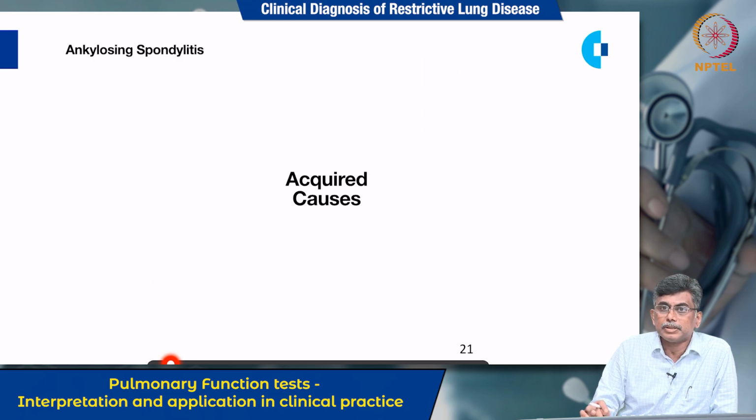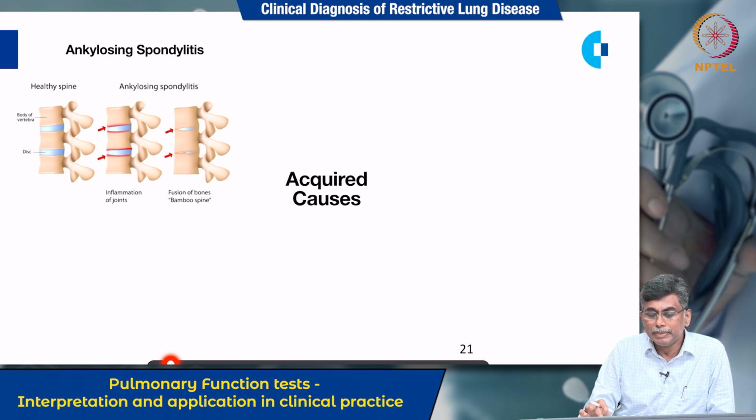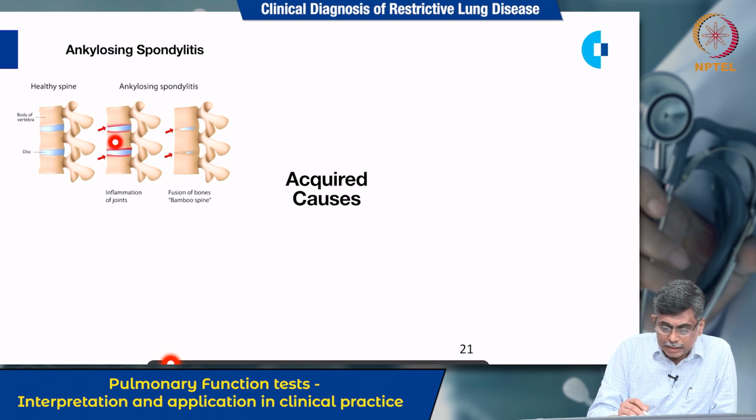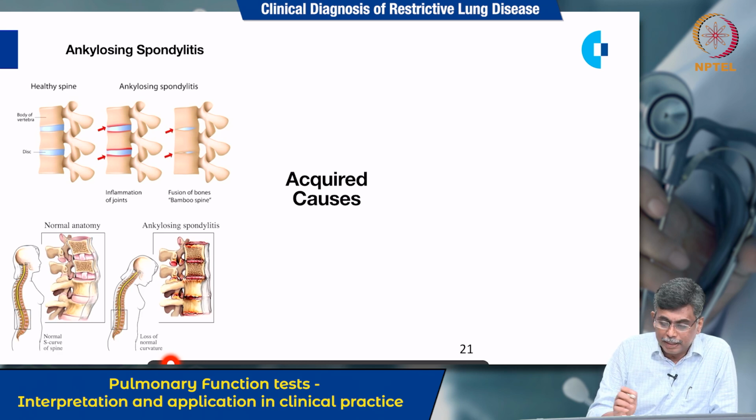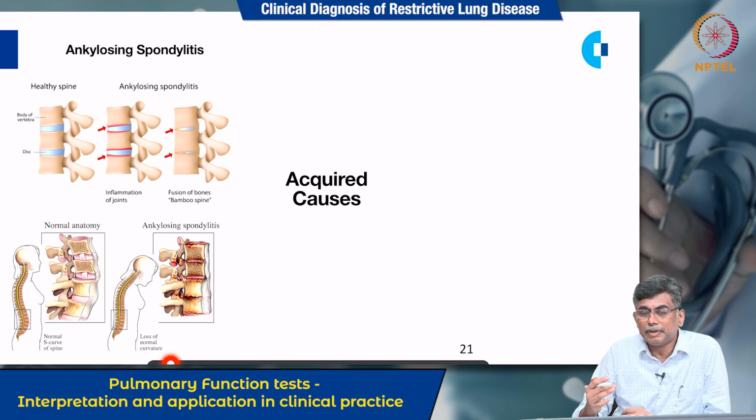Now we will come to acquired causes. The two main causes here will be ankylosing spondylitis and second is morbid obesity. What you have to understand about ankylosing spondylitis is that it is a disease where there is inflammation of the intervertebral joint space. After some time, because of this inflammation, when they fuse, it becomes a rigid spine, called a bamboo spine, and you can see the difference between this spine which is flexible and this spine which is not at all flexible, fixed. As a result, the chest can't expand during inspiration.